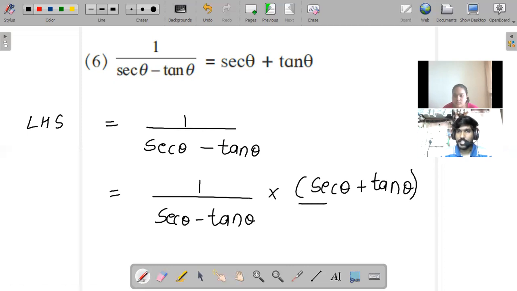So sec theta plus tan theta upon sec theta plus tan theta. Is this clear?